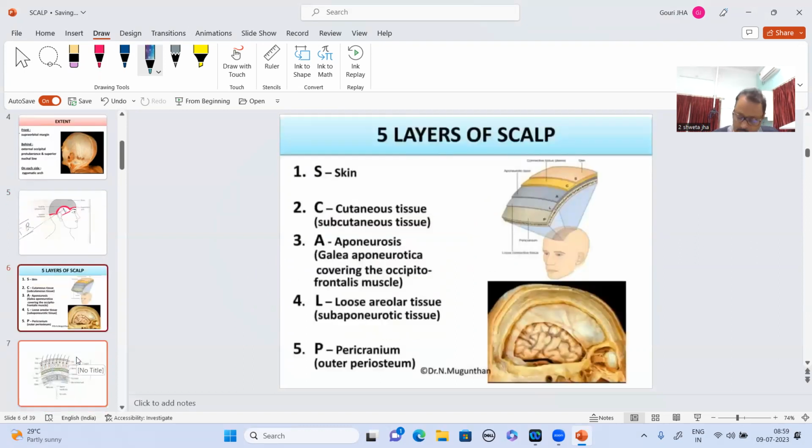Now coming to the layers of the scalp, they are the easiest to remember because each letter of the word SCALP stands for one layer. S stands for the skin, C for the subcutaneous tissue, A for the aponeurosis, also known as the galea aponeurotica or the epicranial aponeurosis. The fourth layer is the loose areolar tissue or the subaponeurotic tissue. And finally, the pericranium, that is the periosteum of the skull. Since we are dealing with the cranial region, it is known as the pericranium. It is nothing but the outer periosteum.